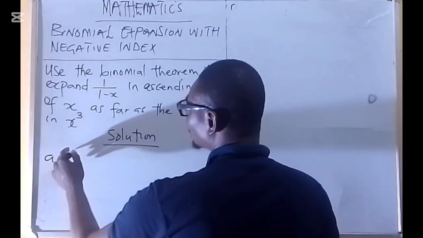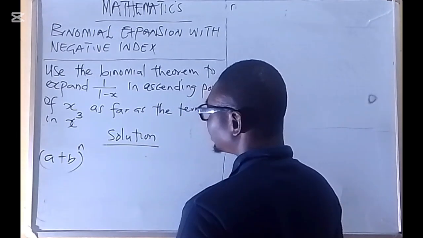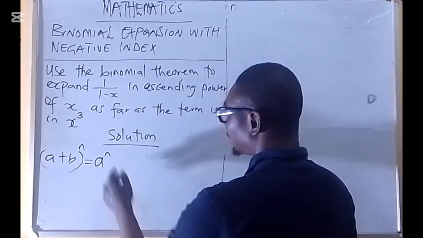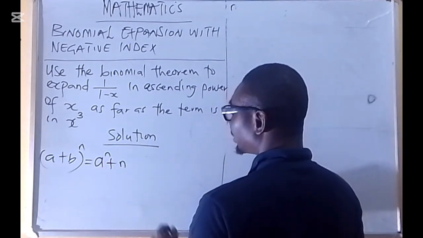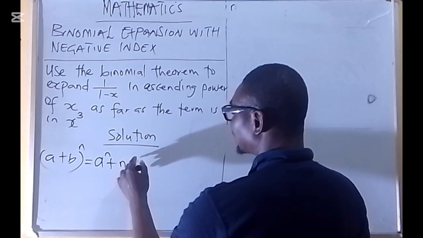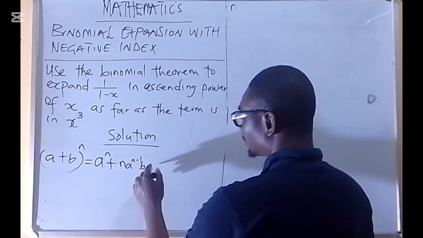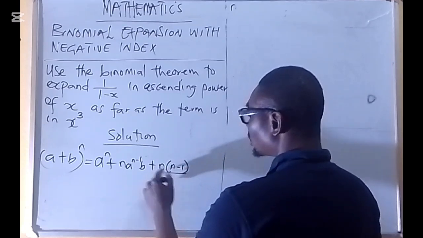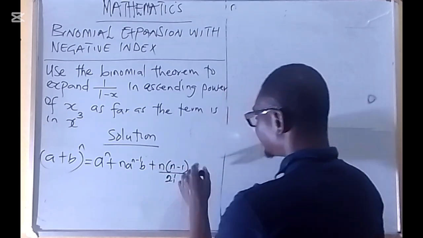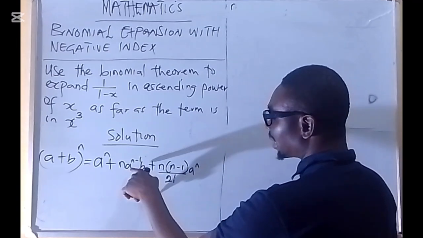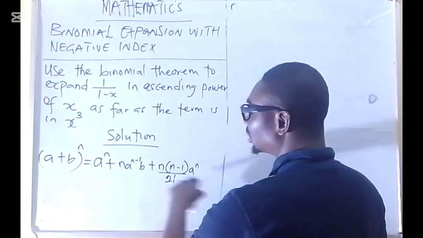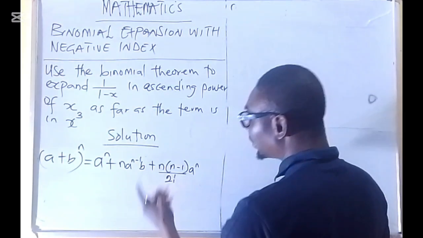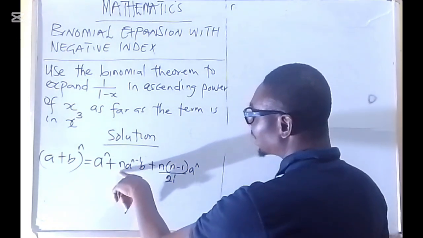Given that (a + b) to the power n, we now have a raised to the power n, plus n times a raised to the power n minus 1 times b, plus n into n minus 1 over 2 factorial a raised to the power n, because the power of the first term is reducing while the power of the second term is increasing. Then these are the coefficients.